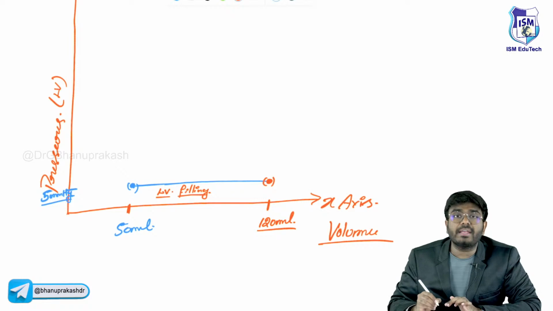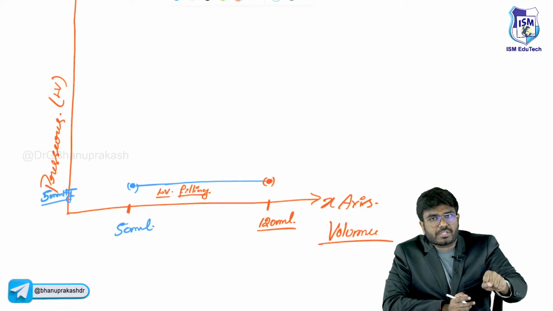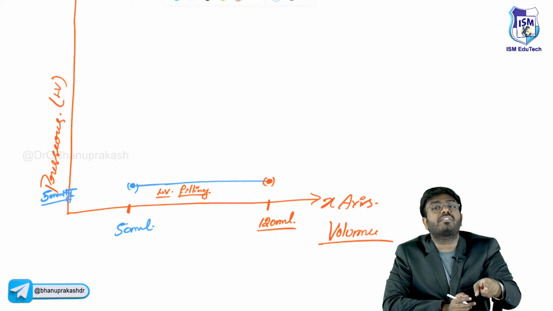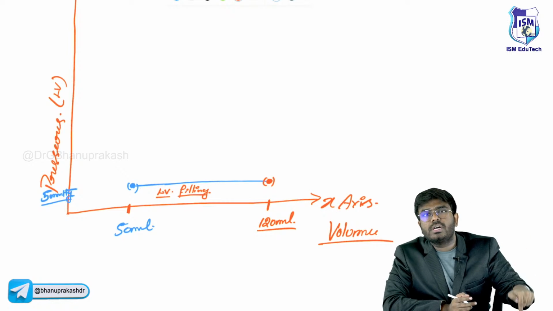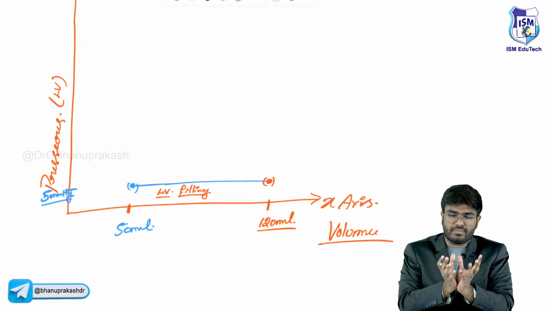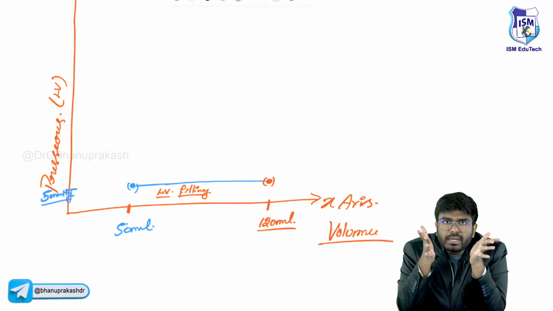That left ventricular filling occurs due to what? The left ventricular filling occurs because of rapid ventricular filling as well as the atrial contraction. Because of rapid ventricular filling, 70% filling of the ventricle will occur, and atrial contraction will lead to 30% filling of the ventricle. So the ventricle is filled. 120 is there now.